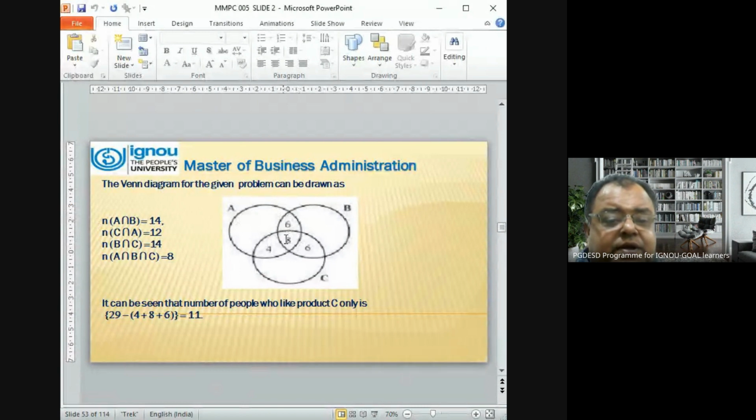A intersection B is 14. A intersection C, or C intersection A, is 8 plus 4, that is 12. And B intersection C is 8 plus 6, that is 14. And all the three is 8.